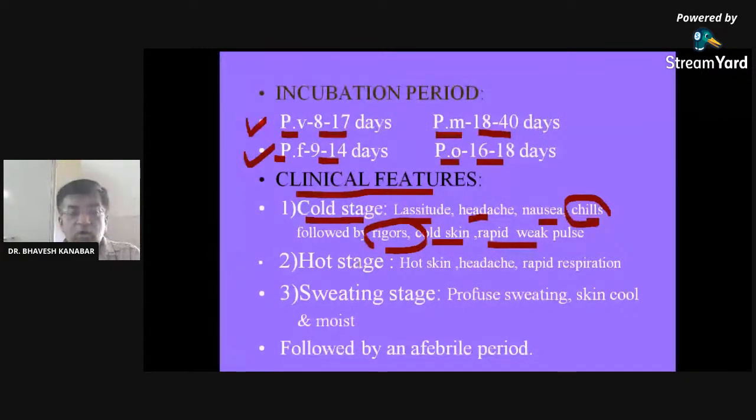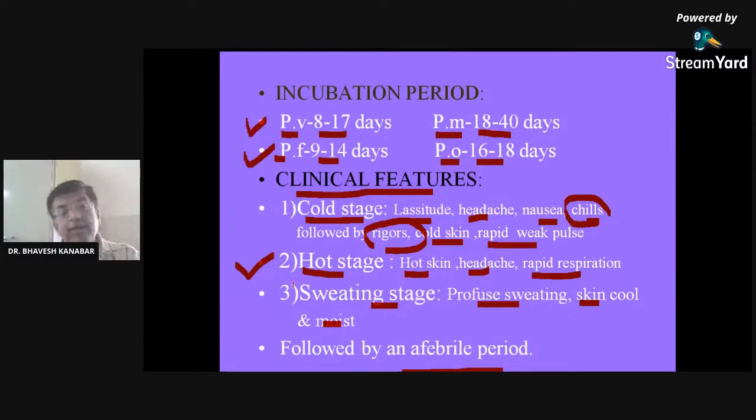Right? Then hot stage. In hot stage, there is hot skin. You can see that in cold stage, there is cold skin. In hot stage, there is hot skin. Headache, common in both the stages, and rapid respiration. Sweating stage. So profuse sweating, skin cool and moist, and followed by a afebrile period. So in what stage there will be fever? It is not written, but you can say that there is fever. Followed by afebrile period means there is no fever. Afebrile means no fever.